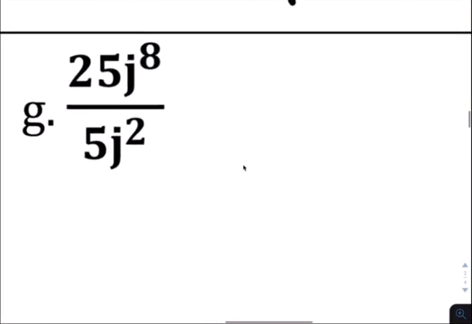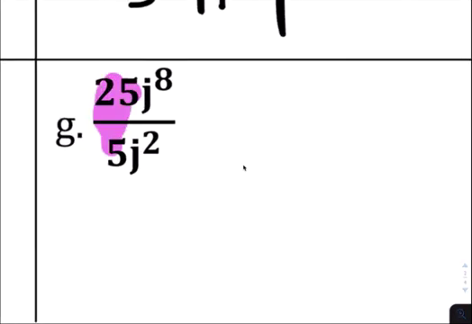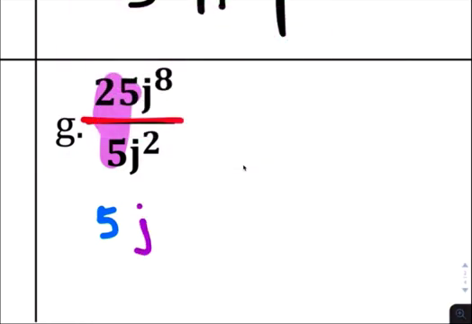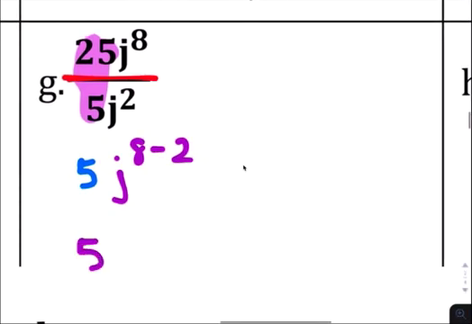Okay, so when the bases are different and they're whole numbers, basically no exponent, you divide, that's 5, and this is a division. Remember, this is a division. That's why we divide 25 by 5 to get 5. J to the 8 minus 2. So we got 5j to the 6.